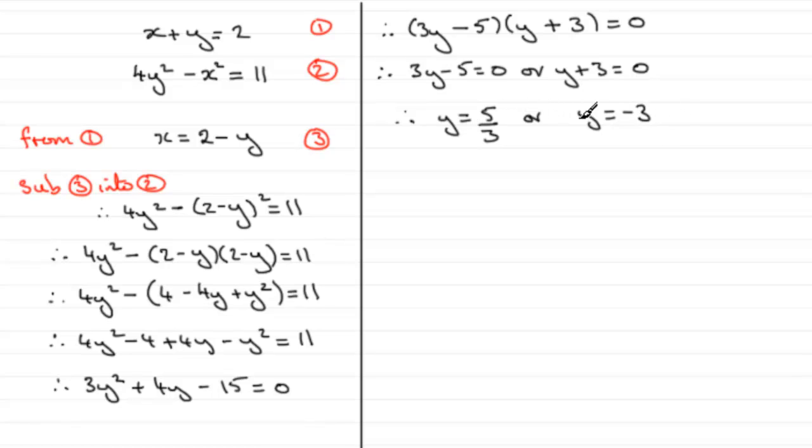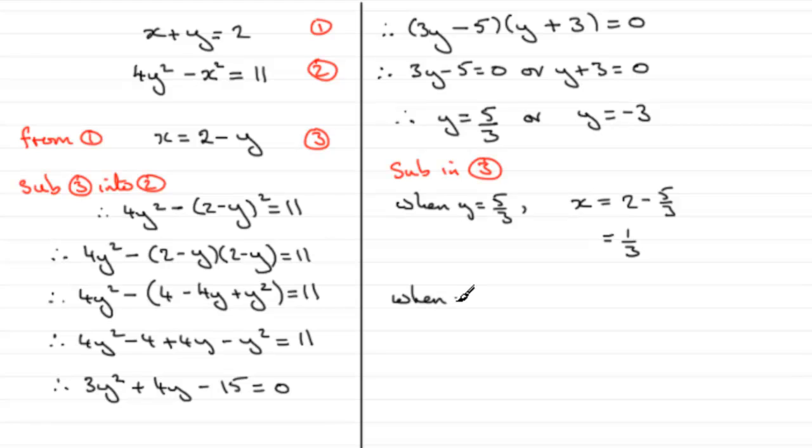So all we need to do now is substitute these two values of y into any one of these three equations to get x. But clearly the best one to use is number 3. So just going to say sub in 3, right? So when y equals 5/3, what we've got then is that x equals 2 minus 5/3. Well, that's going to be 6/3, take away 5/3 is 1/3, so x equals 1/3. And then we can do the other value for y. When y equals minus 3, we see that x equals 2 minus minus 3, or 2 plus 3, which is 5.